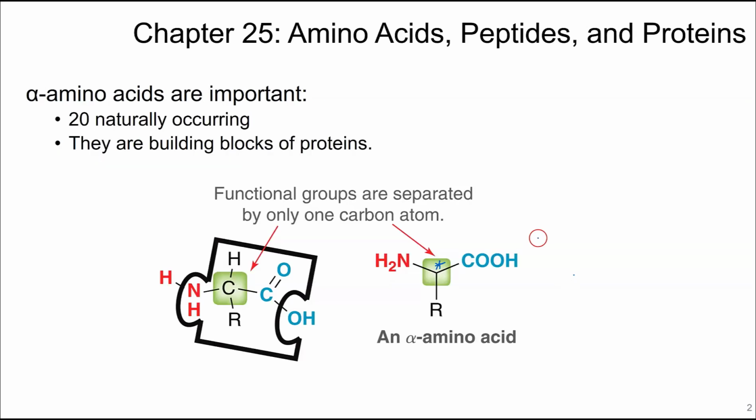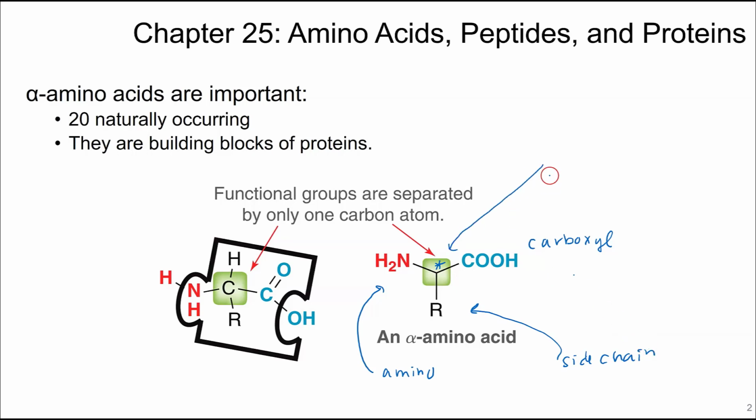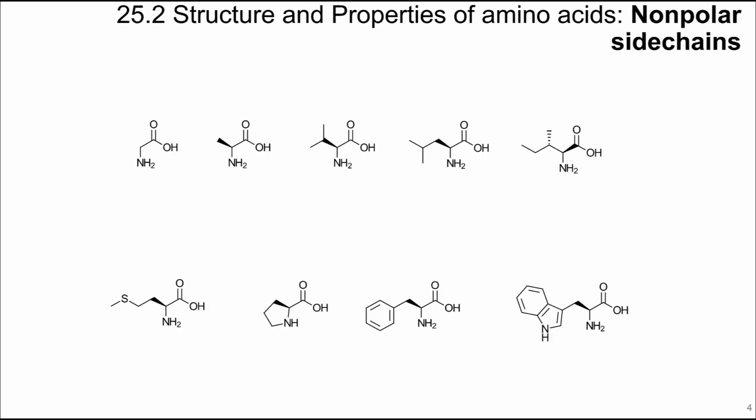So each amino acid has a carboxyl, an amino group, a side chain, and that alpha carbon. So those are the 4 parts of an amino acid. And there's 4 different ways to categorize amino acids, and it's classified by its side chain.